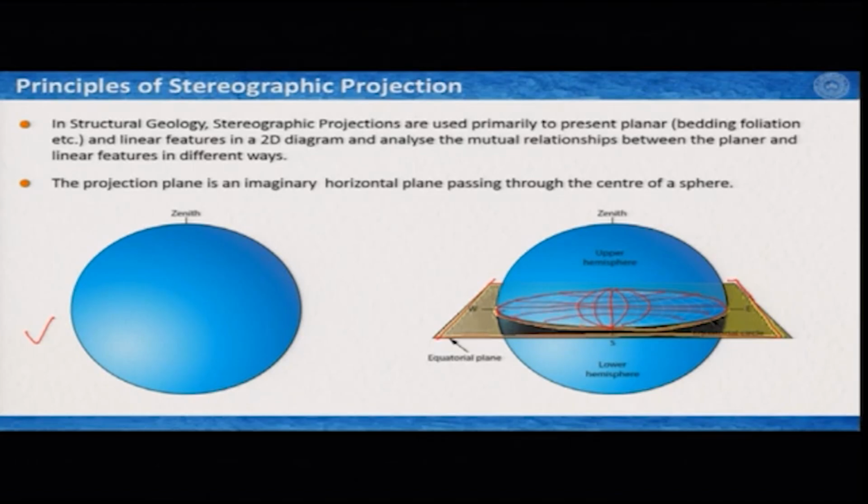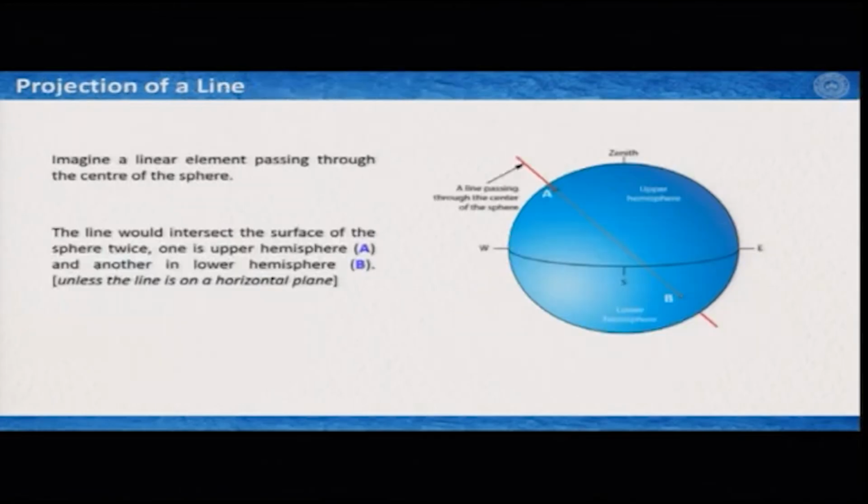So, we will see now how, using this concept of stereographic projection, and what we have learnt in our last lecture, we will plot a line, we will plot a plane, and we will also learn how to plot the normal of a plane in the stereo net. Let us look at how to plot a line.